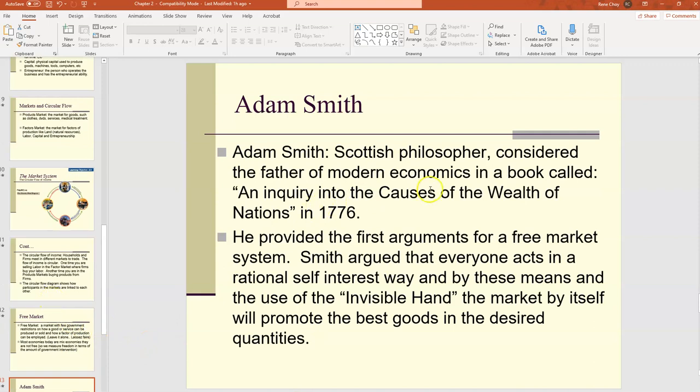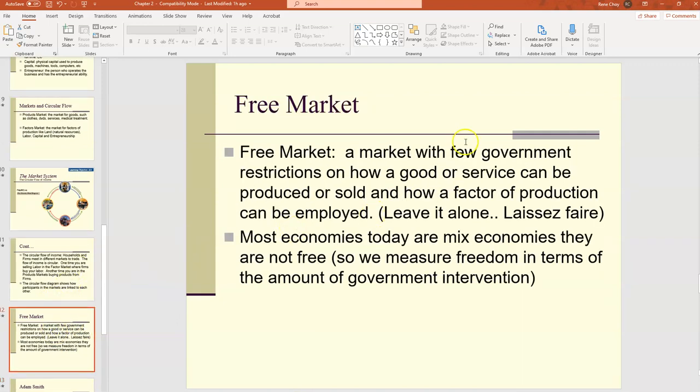All right, now let's talk about what exactly is a free market and why free markets normally tend to function better than restricted markets or centrally planned economies. A free market is a market with few government restrictions on how a good or service can be produced, sold, or how the factors of production are allocated. Most economies today are not really free markets, they're more like mixed economies with different levels of freedom in the market.